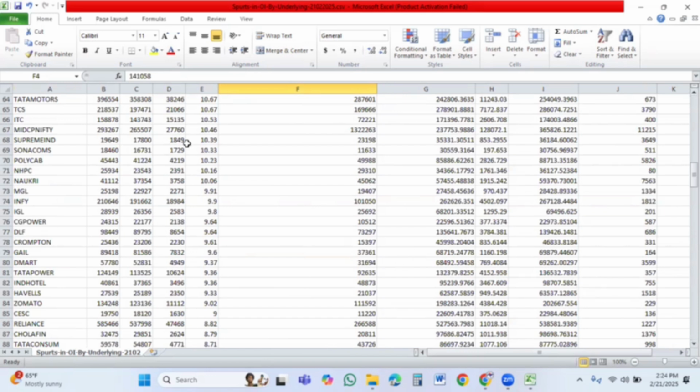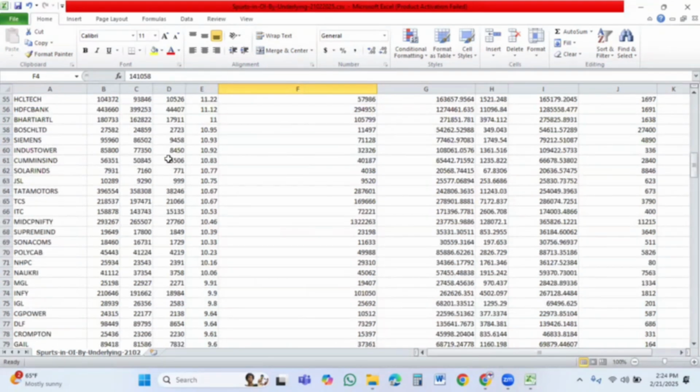I hope you understood all that. And in the next video, we will be discussing a little more of the intricacies about price action as well.